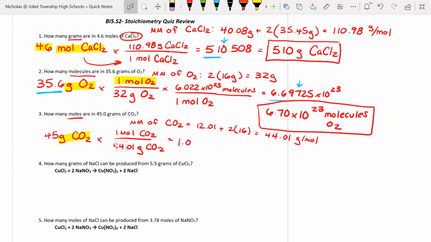And when I multiply this out, I get 1.02249. And we have 2 sig figs in our given, so I need 2 sig figs in my answer. Oops, I made a mistake. Because we were not given 45, we were given 45.0. So we're going to actually look at the 1.02 and then look at the next 2. So the final answer will be 1.02 moles of carbon dioxide.